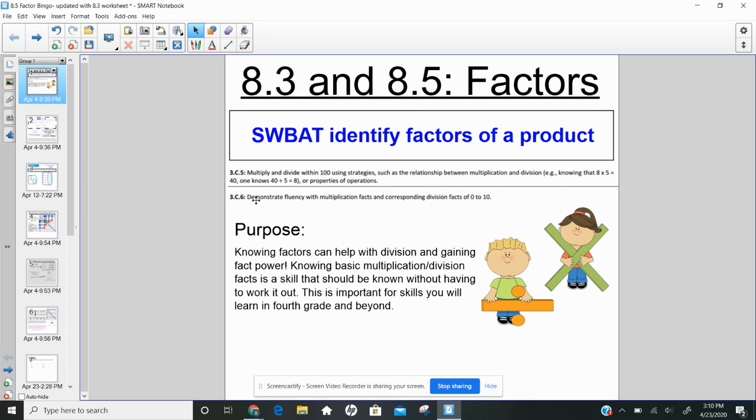This is going to help us with our understanding of our multiplication and division fluency. This is going to help us get that fact power that we've been trying to get all year, right? Without having to work it out. We don't want to have to draw an array or equal groups. Those are fine to do if we don't know, but again, our goal is for us to not have to do those extra steps.